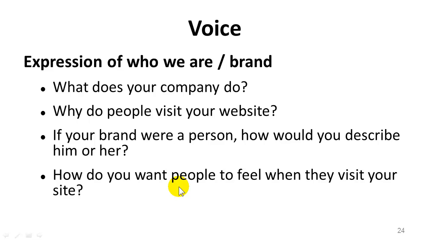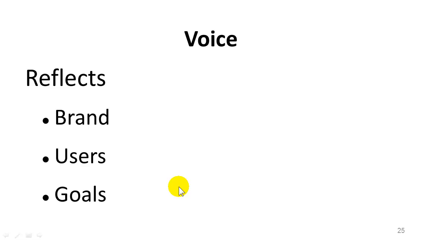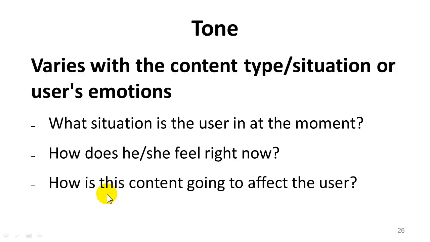Here again, it's using the word website. It doesn't have to be website. It can be a different product. So you want to start thinking about the users, thinking about your goals and objectives, and determining what is the type of voice that I want to convey, that I want to use for this product. Here again, the voice reflects the brand, the users, and the goals. Users and goals, strategy plane. Very, very important. We're always going back to that.